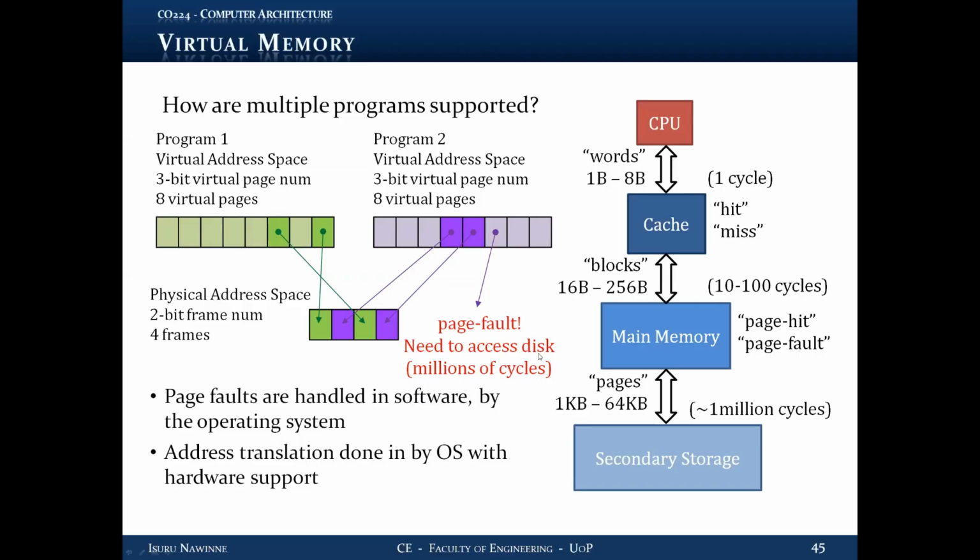Then we need to go and access the disk. That is going to cost around a million clock cycles, right? More than that usually. So in such events, these page faults are handled always in software, by the operating system. Why is it handled in software? We are going to have a big penalty, around a million clock cycles.